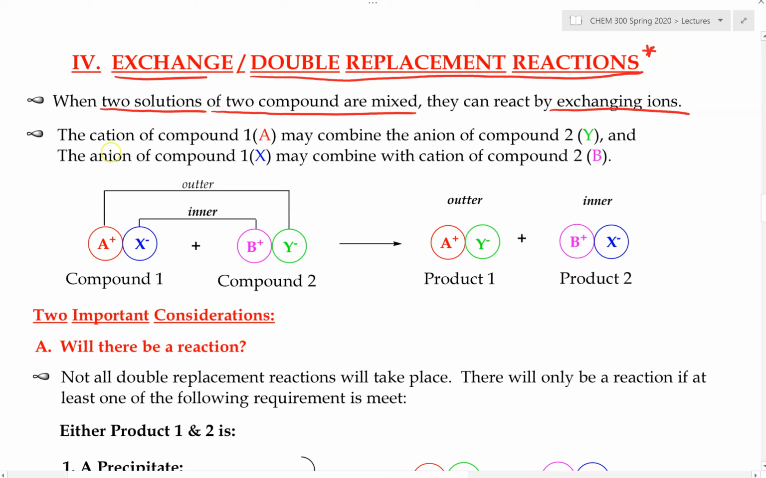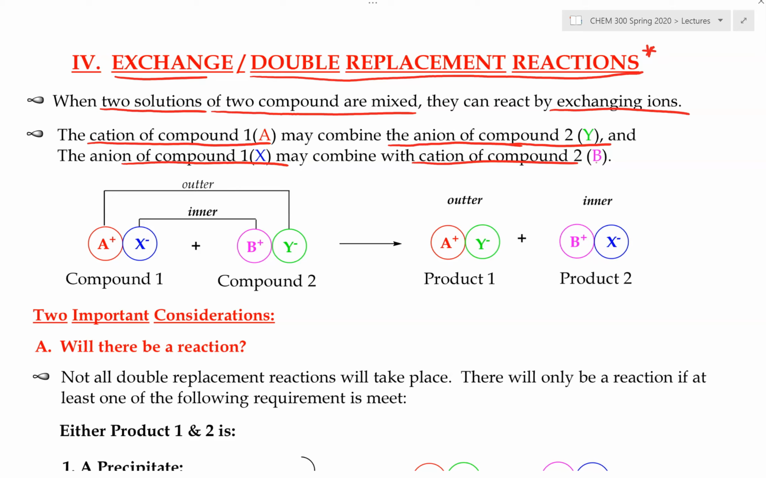So what happens is that the cation of compound 1 may then combine with the anion of compound 2 to form one product. And now the anion of the first compound is combined with the cation of the second compound to form another product. So let's look at this diagram right here to make sure this description is very clear.